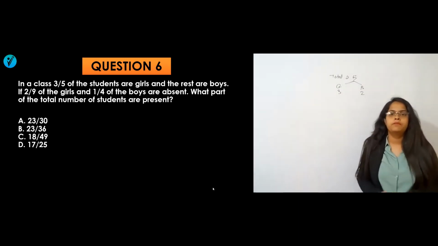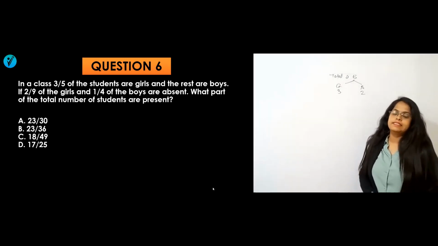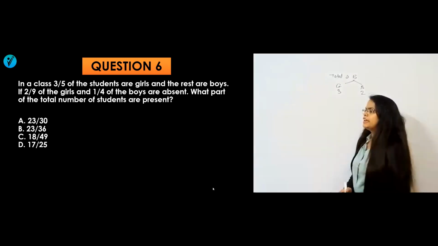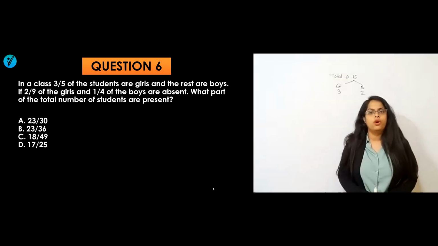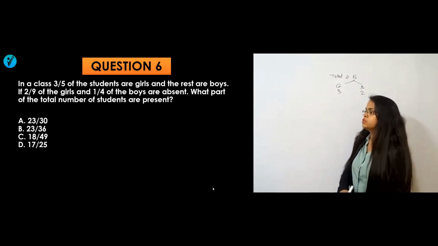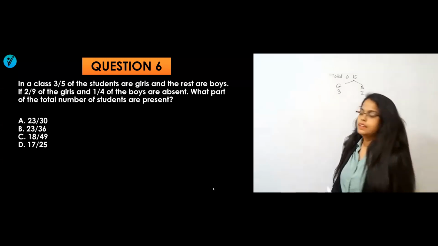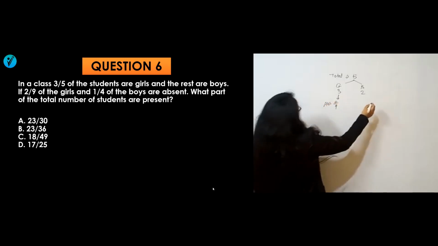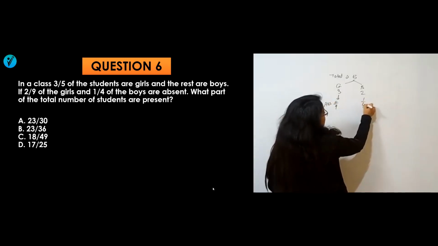Is it 3 by 5 of the girls and the rest are boys? That means out of 5, 3 are girls and 2 are boys. Then they are saying that if 2 by 9 of the girls and 1 by 4 of the boys are absent, what part of the total students are present? Out of these girls, how many are absent? 2 by 9 are absent and boys, 1 by 4 are absent.